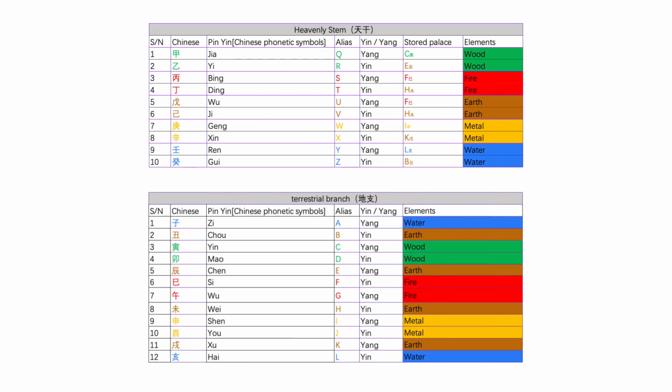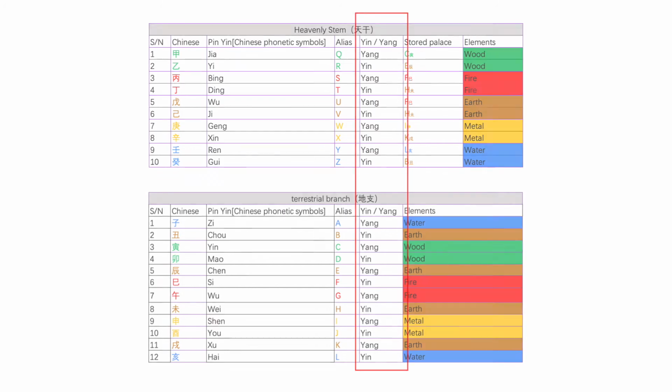Today, I want to share with you the other situation of the three transmissions. Each heavenly stem and terrestrial branch have the attributes of the five elements, and they also have the attributes of yin or yang. These two tables record the yin or yang attribute of each heavenly stem and terrestrial branch.